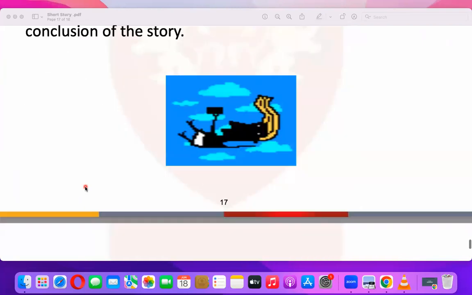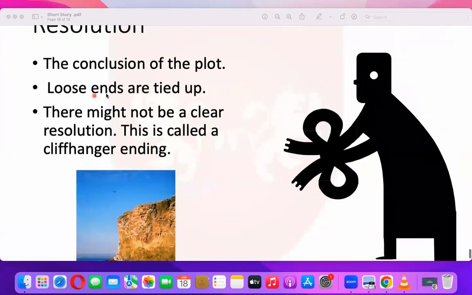And then we have also loose ends. So loose ends are tied up، يعني بننهي القصة بشكل كامل. We know what's happening. For example, we say that the thieves stole the money and the police were chasing them for many days, and at the end they caught them and took them to jail. So here the ending is clear. Clear? Yes, it's clear.